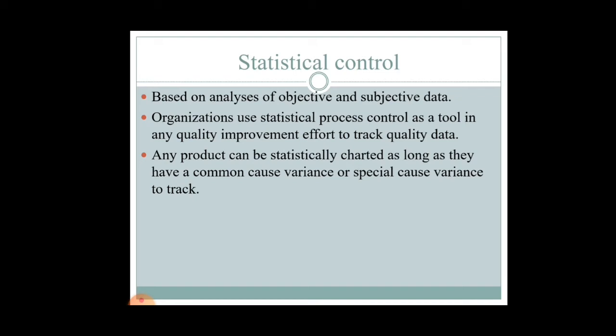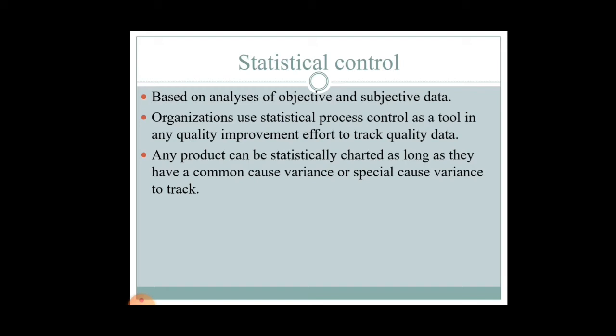Statistical control. Based on analysis of objective and subjective data, it means statistical control is a statistical analytical tool through which we measure our product, and through some control chart or some chart diagrams we can say that our product is maintained, quality is maintained, or it is going beyond the limit, or we are getting some alert, or we are approaching some action limit.